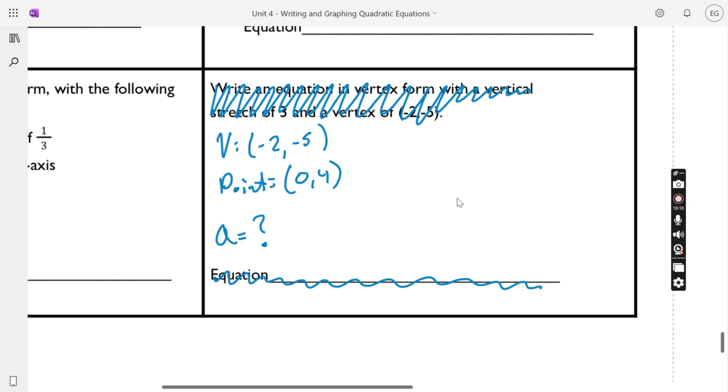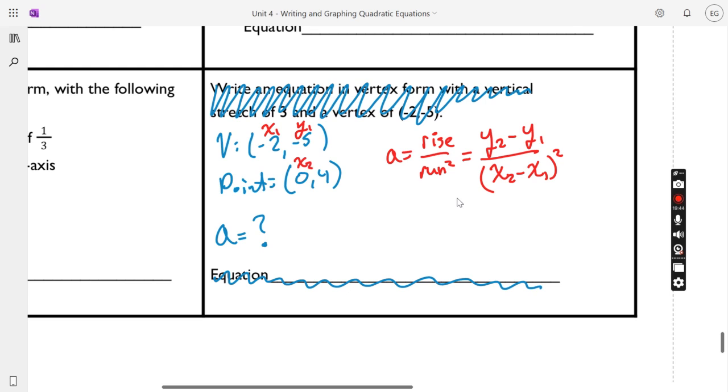So if you recall, the a value is equal to rise over run squared. Nothing too crazy about that. But if you recall from Algebra 1, it's going to look very similar to this basic equation. y2 minus y1 over x2 minus x1. In this case, it's squared. And from here, it's always good to know that our vertex is always going to be our x1 and y1 because that's where we start. Remember how I said that in the beginning? And we're going to have something like this, where the other point is x2 and y2.